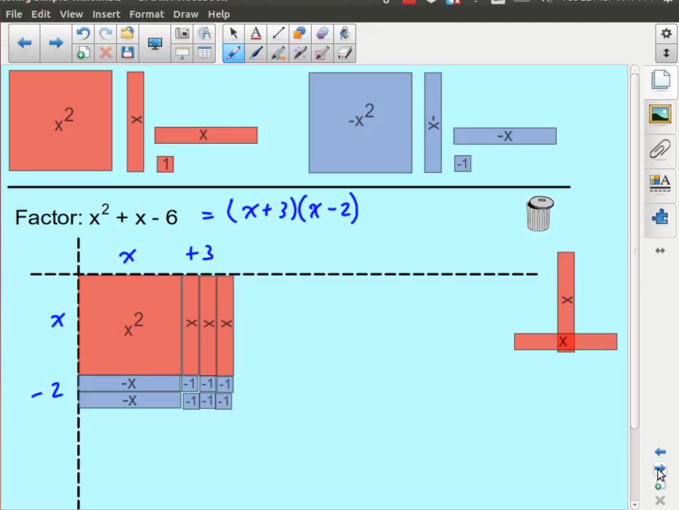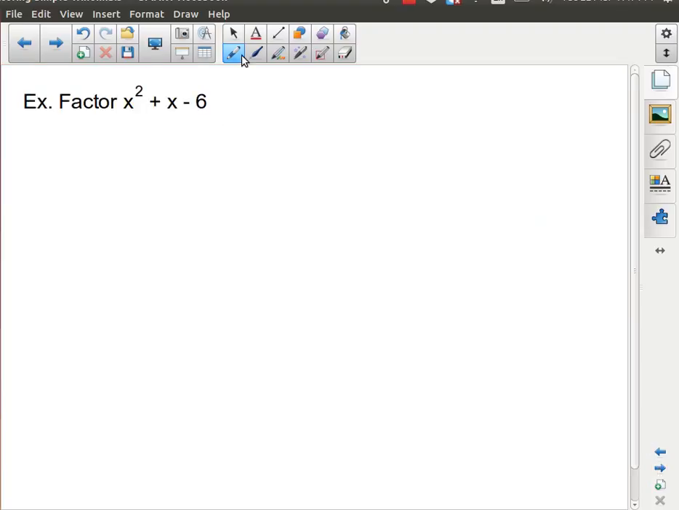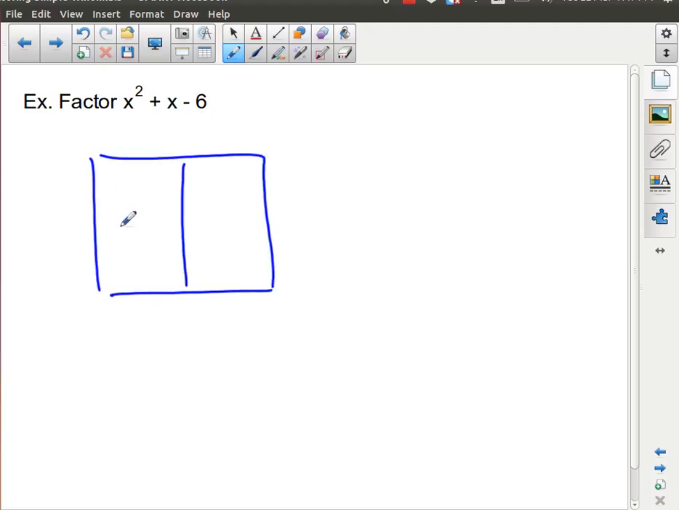Let's look at the same example as an area model. When you do the area model for something like this, you're going to want to have an eraser handy, because there's some trial and error involved. Obviously I know my answer from the previous sheet. I know this is x times x, because it's just x squared. Now I've got negative 6. Well, how can I make a negative 6? There's actually a number of ways.